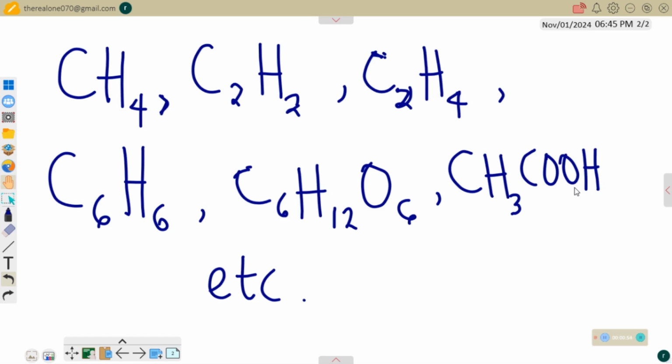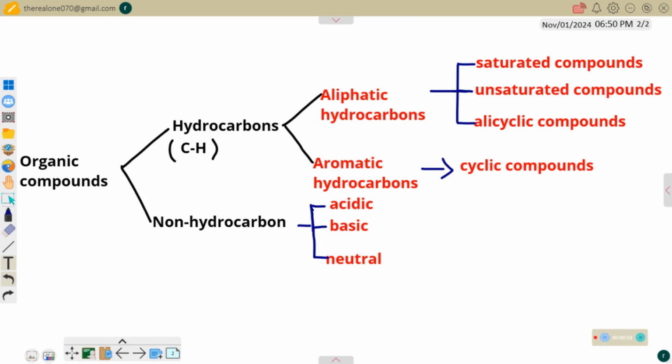So let's study the classification of organic compounds. Now, consider this chart that we have here. This is a summary of everything to learn under organic compounds. Now, in a broader sense, organic compounds can be broken into two. We have the hydrocarbons and the non-hydrocarbons. Hydrocarbons are those organic compounds that contain only carbon and hydrogen. That is, they have only the carbon and hydrogen bond. No other element is attached to them.